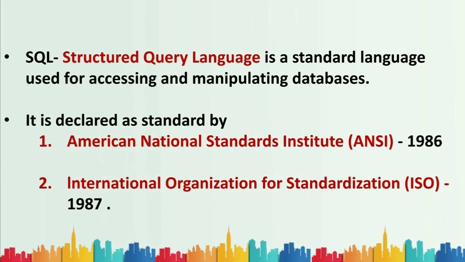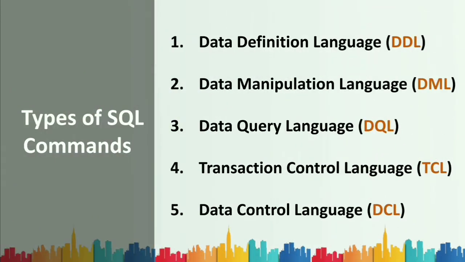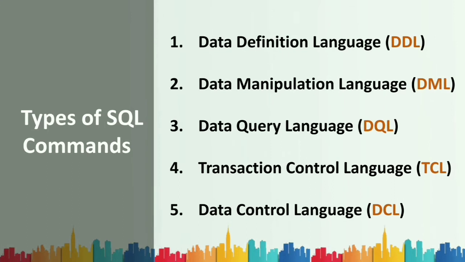There are different SQL commands used to perform different functionalities. Based on that, we have 5 different types of SQL commands. The first one is data definition language, the second one is data manipulation language, the third one is data query language, the fourth one is transaction control language, and finally data control language. So these are the major classifications of SQL commands. Let's see them one by one.